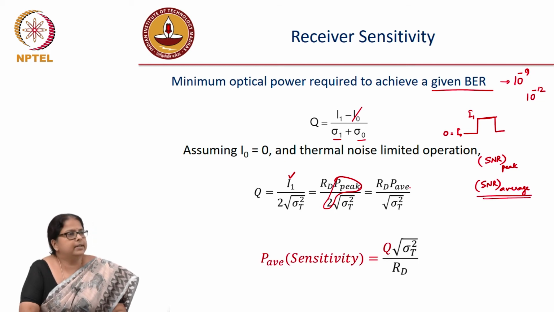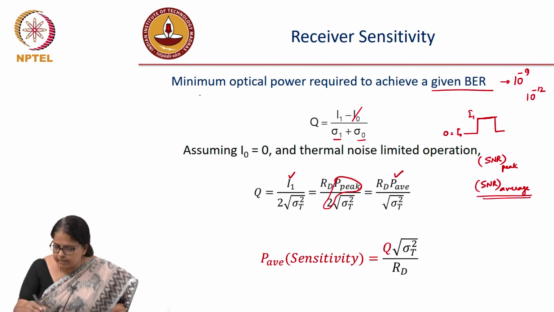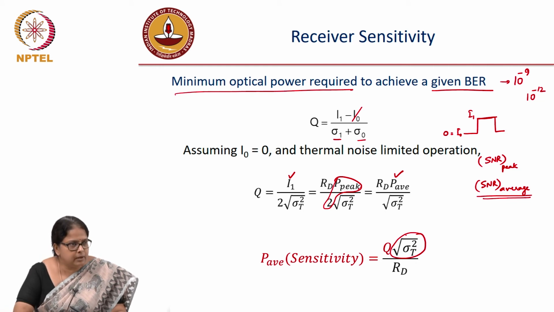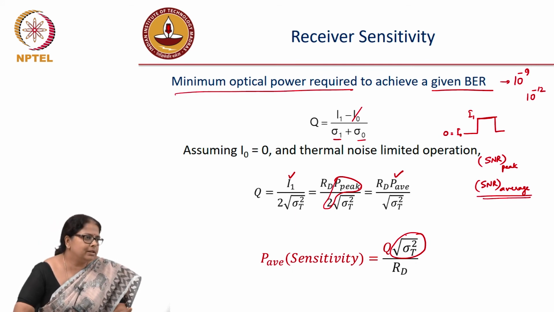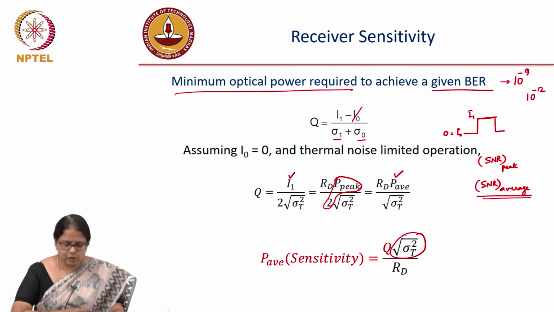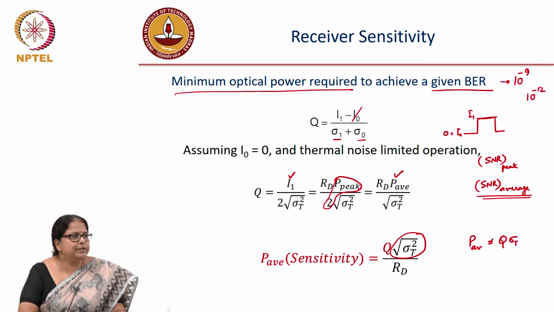So you can now define sensitivity. Sensitivity is the average power, remember, minimum optical power. So sensitivity is the average power, and you have just inverted this relation. So it is Q times square root of sigma T square. This whole thing represents the standard deviation of thermal noise divided by RD. And usually for 1550 nanometer, the responsivity is close to 1. So I can even say that P average is Q times approximately sigma T. So that's a very simple enough relation.